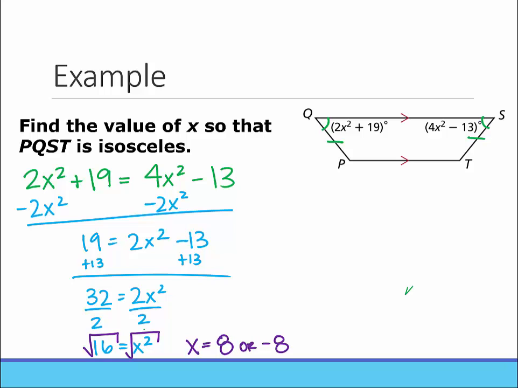And then we could plug it in, but make sure you read what it's asking. It says find the value of x so that they are isosceles. So once we found x, we're done. If it asked you to find the measure of angle Q or the measure of angle S, we would have to plug it back in.